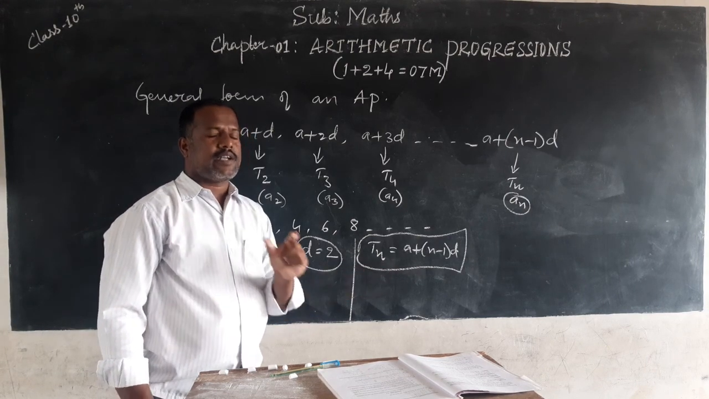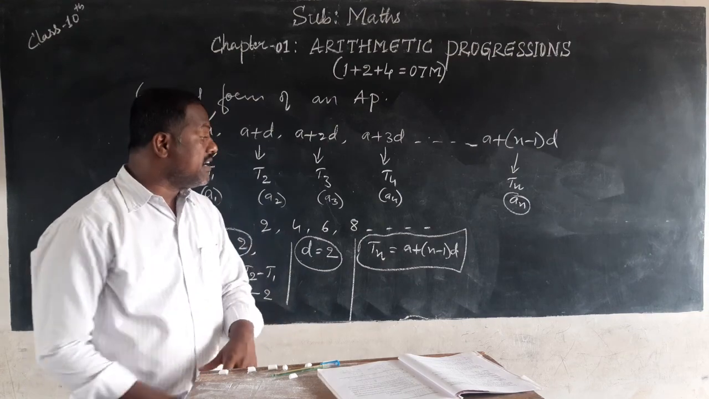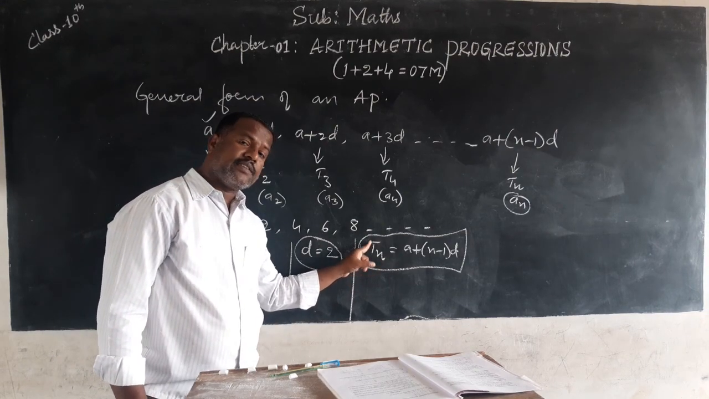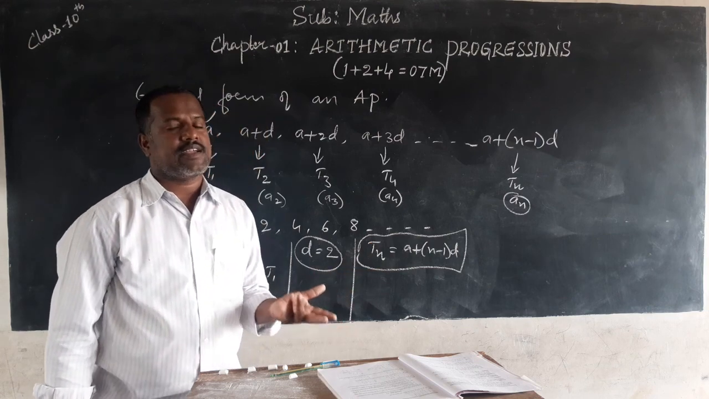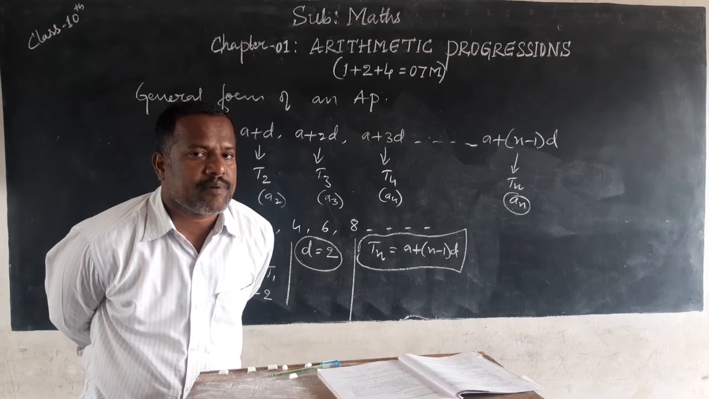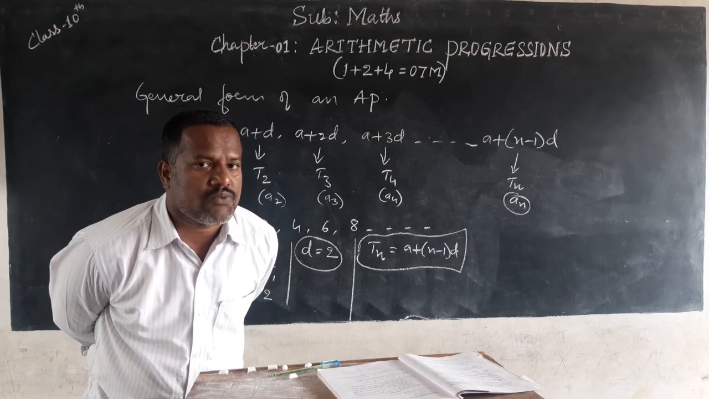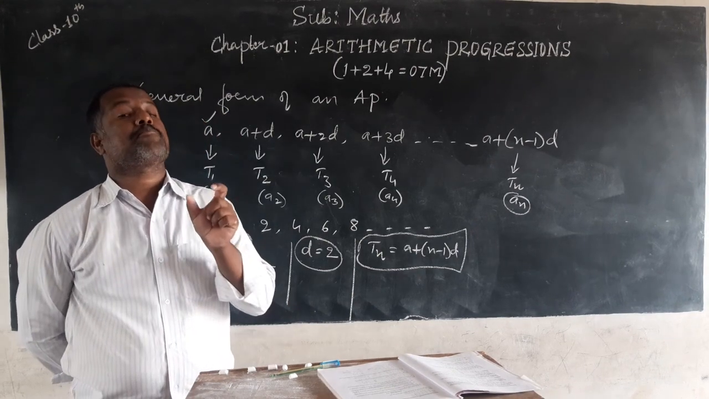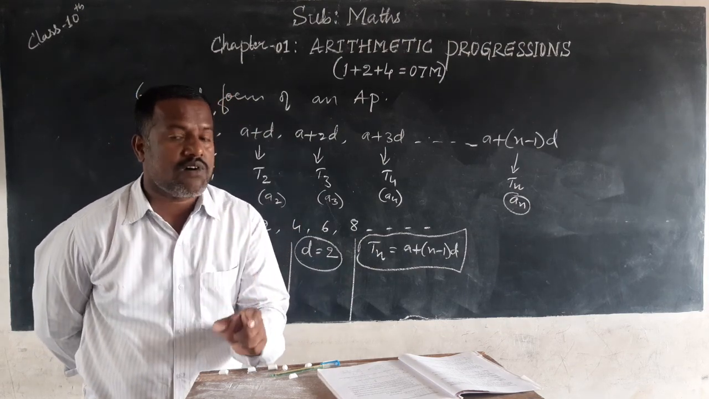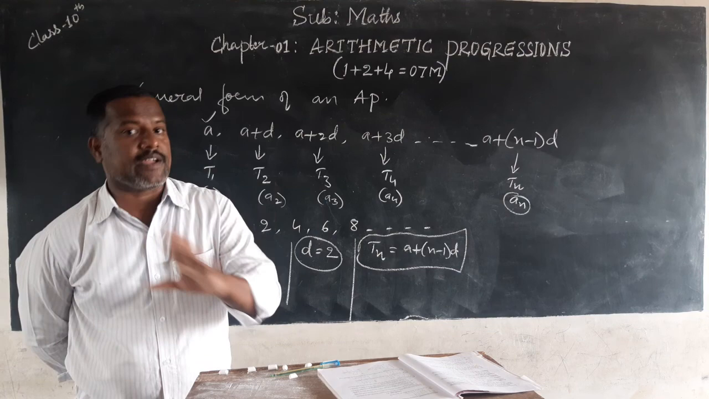That means the Tn formula or the An formula. Don't get confused. An is nothing but Tn, and Tn is nothing but An. The formula for Tn is a plus (n minus 1) into d.